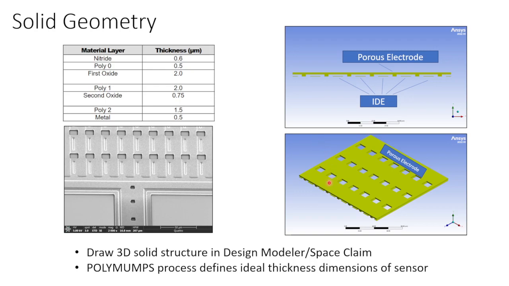So a scale model of one of these sensors is shown here in the bottom right. We can see our porous electrode is suspended above our interdigitated electrode. And here are some anchor points, and there is a cavity in between it. This is where our fluid will flow.